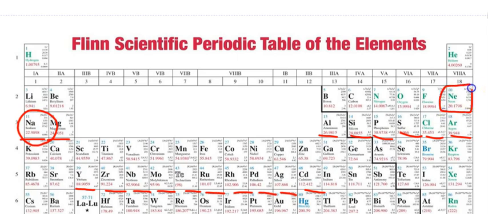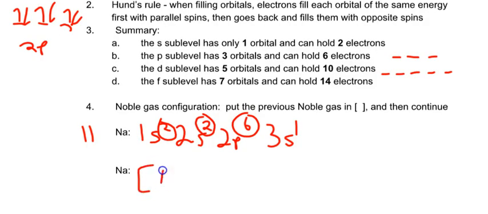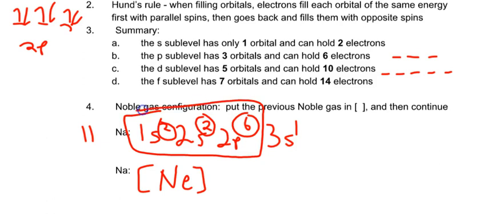Well, in this case, it's neon, number 10. So all you have to do is put neon in brackets, and then pick up where neon left off. So how does that work? We put neon in brackets. That tells me 1s2, 2s2, 2p6, and then pick up where it left off. So this here is your neon. So where did neon leave off? 3s1. And there you go. You're ready. That's all there is to it.